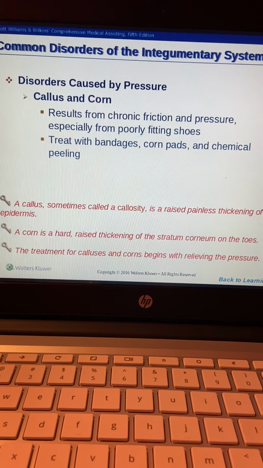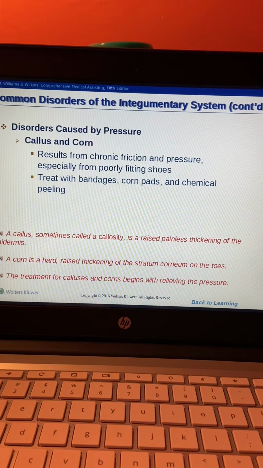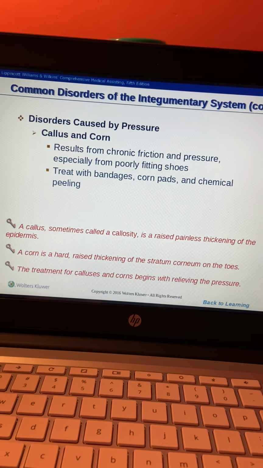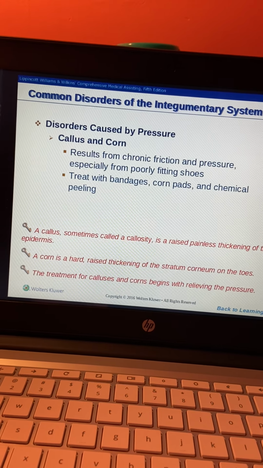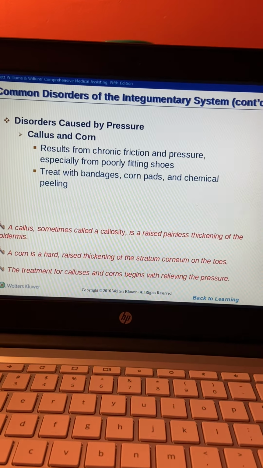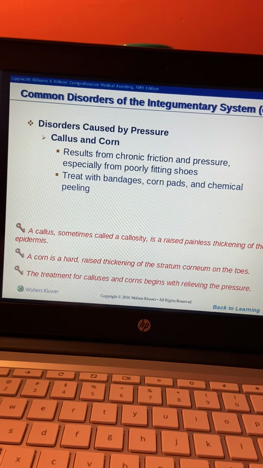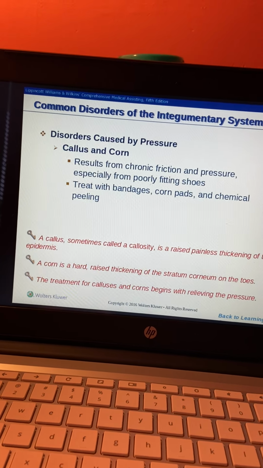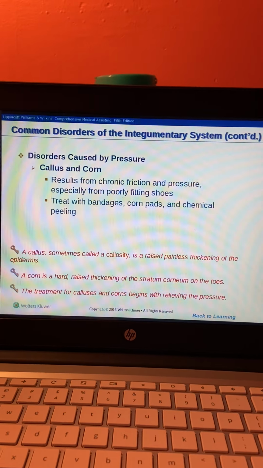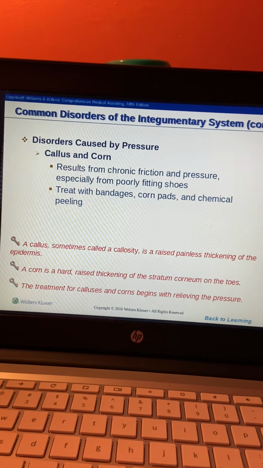So disorders caused by pressure, calluses, and corns. A callus is sometimes called a callosity. It is a raised, painless thickening of the epidermis. It's caused by pressure or friction on the hands and feet. A corn is a hard, raised thickening of the stratum corneum on the toes. It results from chronic friction and pressure, especially from poor fitting shoes. You treat with bandages, or they have corn pads and a chemical peel. So the treatment for calluses and corns begins with relieving the pressure.